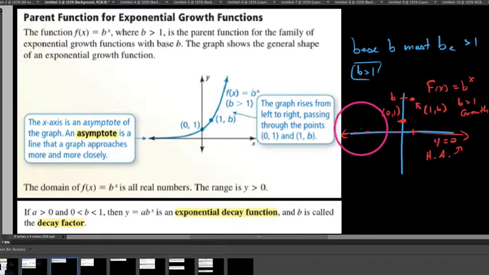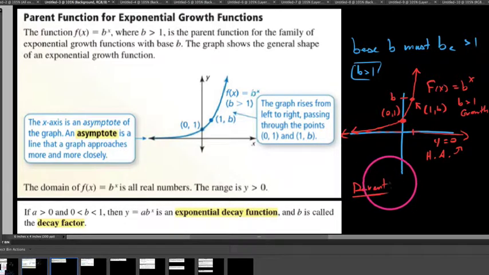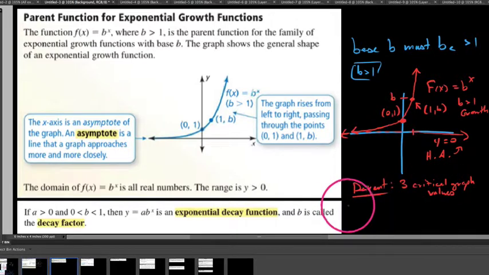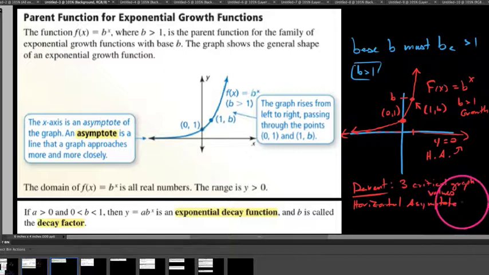So in terms of all exponential functions, since they all have this shape anyways, we'll just memorize the parent function, and there are 3 critical values that we always want to find. So we say 3 critical graph values. We're going to use these values to graph these going forward. The horizontal asymptote, the x-axis, is going to be one key characteristic of all functions of the form y equals b to the x.